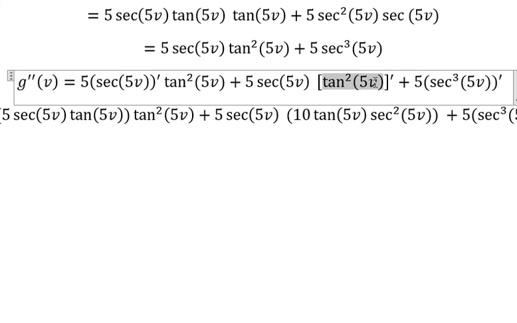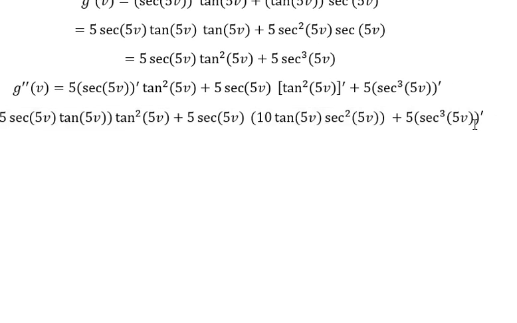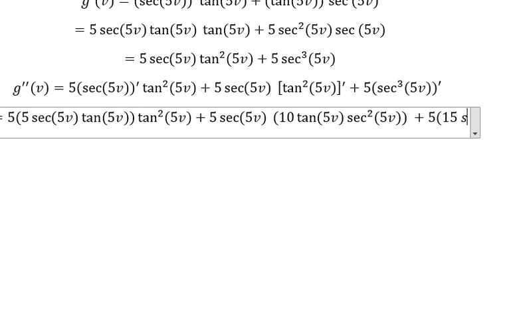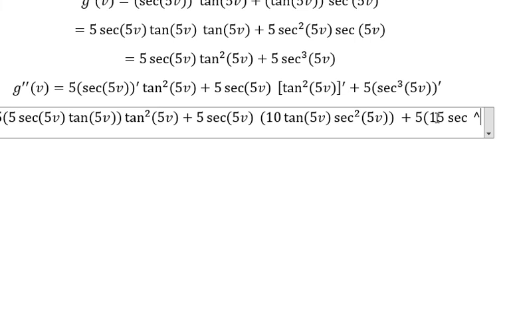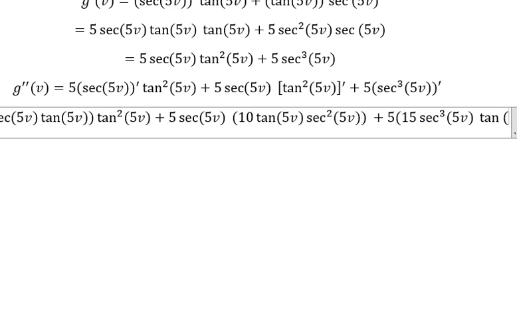Because if we do the first derivative of this one, we have 2 tan 5v. Later we need to do the first derivative of tan 5v. We have 5 secant of 5v squared. That's why we have this one. And the last one is 15 secant of 5v to the power of 3 multiplied by tan 5v.